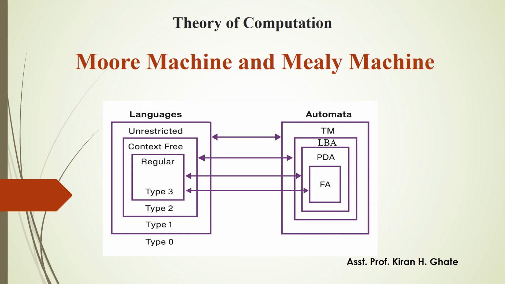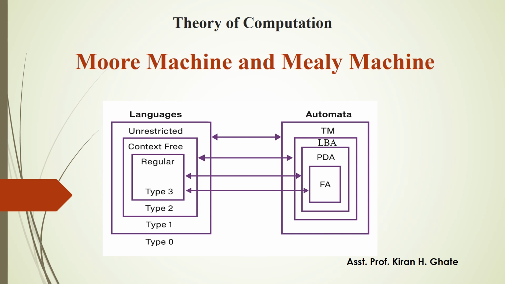But when you are designing a Moore machine or a Mealy machine, it produces a specific output. Whenever we need to generate an output, we have to use a Moore machine or a Mealy machine, which is part of finite automata with output.